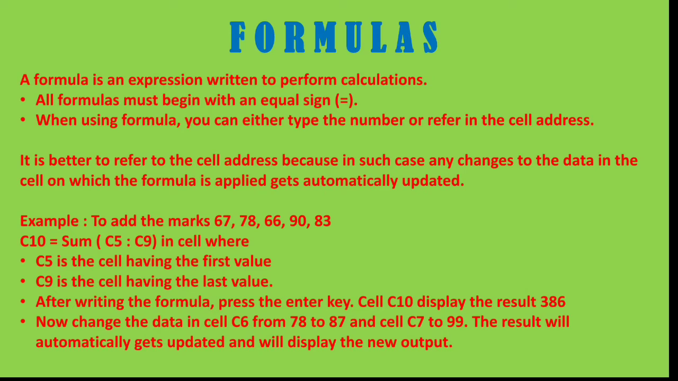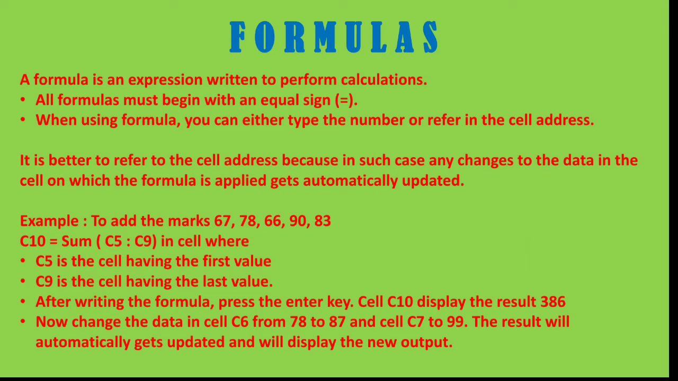Now change the data in cell C6. Now in C6, what is written? 78. In place of 78, you write 87. So by mistake you have written 78, it should be 87. And cell C7 consists of 66. Now actually it is wrongly entered, it should be 99.